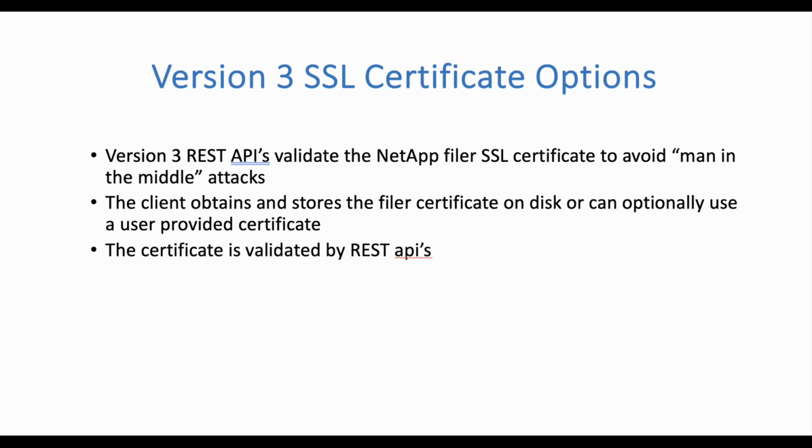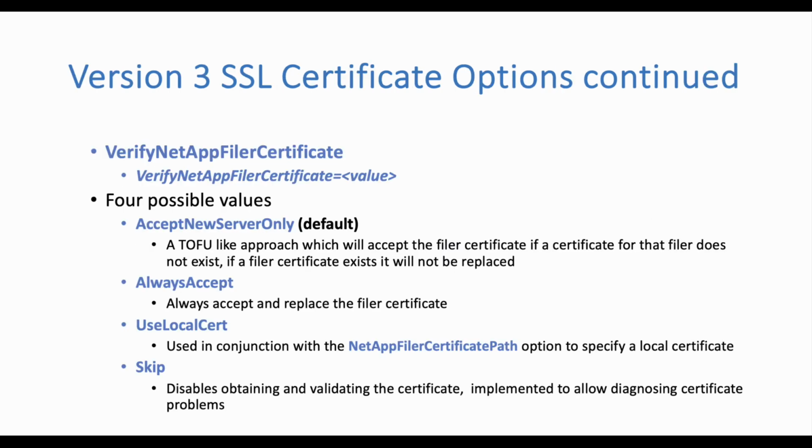The new certificate options are basically to validate the filer certificate to avoid man-in-the-middle attacks, the standard certificate type of stuff. It obtains and stores the filer certificate on disk, or optionally can use one that the user provides, and it's validated by the REST APIs. And this is an overview of the options.